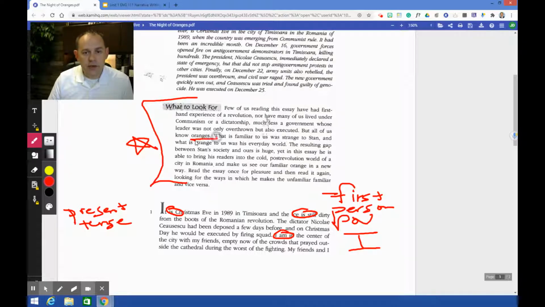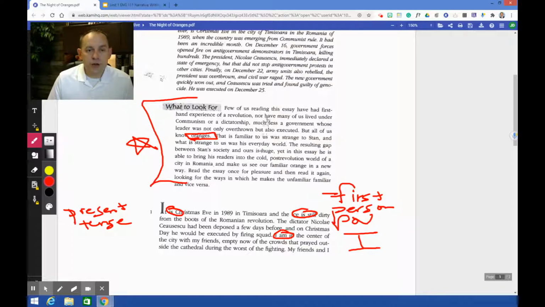Okay, so here's kind of a critical point. The author is writing about something that is unfamiliar to most of his audience. So in order to connect with his audience and demonstrate audience awareness, he uses a familiar object, an orange. We're all familiar with the experience of an orange or eating an orange. What is familiar to us was strange to Stan, and what is strange to us was his everyday world.